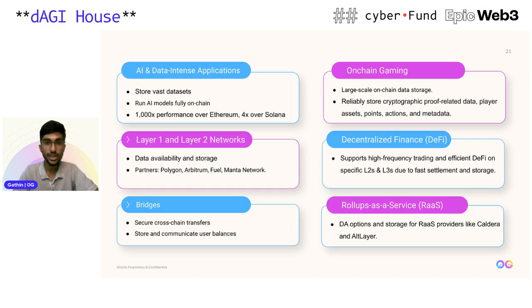Next is on-chain gaming: large-scale on-chain data storage, reliable storage, cryptographic proof-related data, player assets, actions, and metadata. Here, a very interesting possibility is on-chain gaming. We will be able to enable on-chain gaming, as gaming needs to store a vast amount of data that was not possible till now. Everyone used off-chain data storage for gaming applications, but now you can store all the data, the players, the tokens.